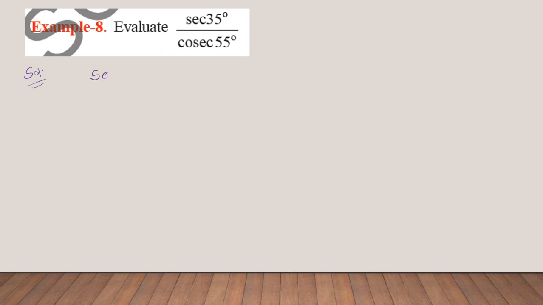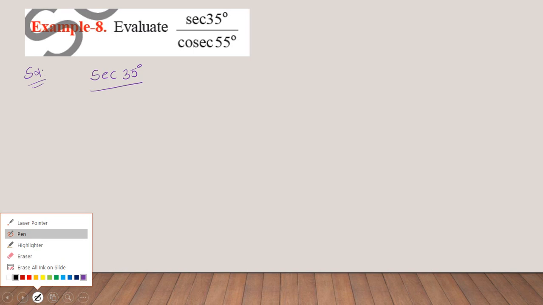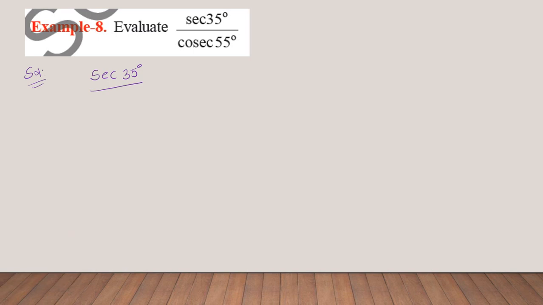Now here secant and cosecant. So what can you say about secant and cosecant? So let me change the color. Secant and cosecant are complement to each other, right? And at the same time, if you observe these angles, 35 degrees and 55 degrees, 35 plus 55, how much? So 35 plus 55 is 90 degrees. So then there is a chance of applying the complementary concept, right?